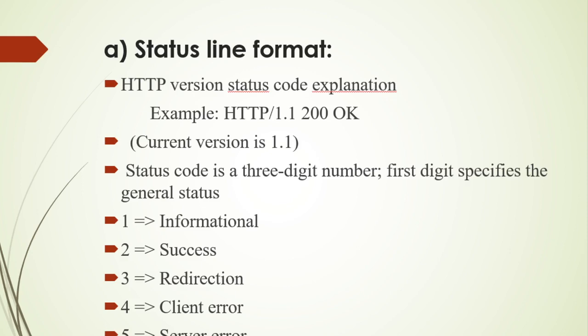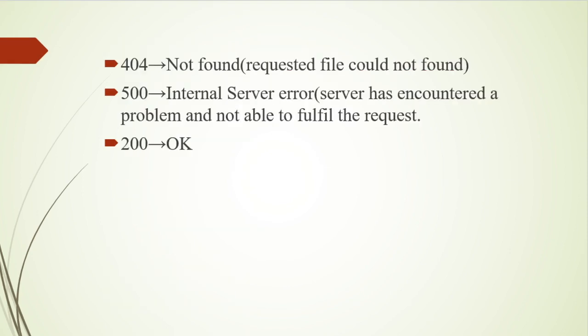The status code begins with 1, 2, 3, 4, or 5. 1 is informational, 2 is success, 3 is redirection, 4 is client error, and 5 is server error. If it is 404, it means not found: the requested file could not be found. If it is 500, it means the server has encountered a problem and was not able to fulfill the request. If it is 200, then it's a success message.